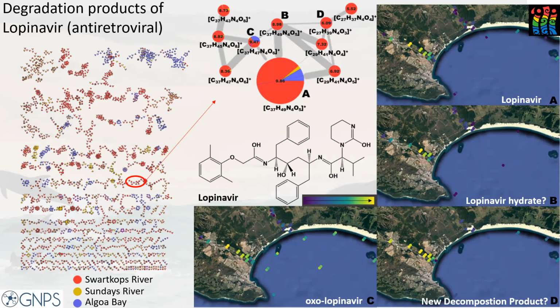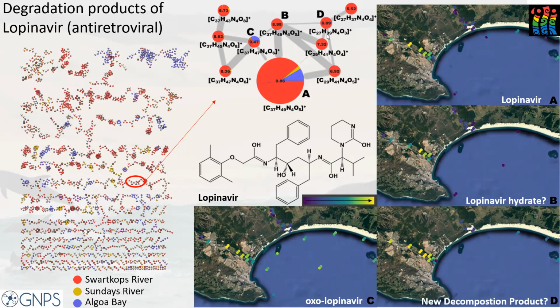And then we also had a look at some of the other related compounds. There's, for example, feature C here, which I was able to match according to the formula to a known decomposition product of lopinavir, which is called oxolopinavir. And one thing we found when we looked at the spatial mapping is that oxolopinavir seems to be a little bit more persistent in the environment, since there's not as big a difference between levels in the bay and in the river for this putative decomposition product.